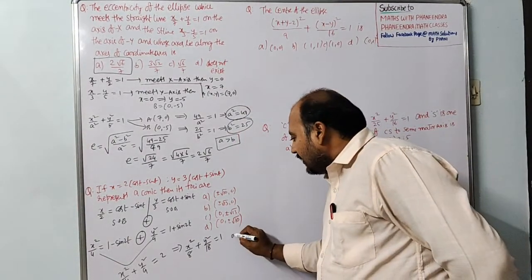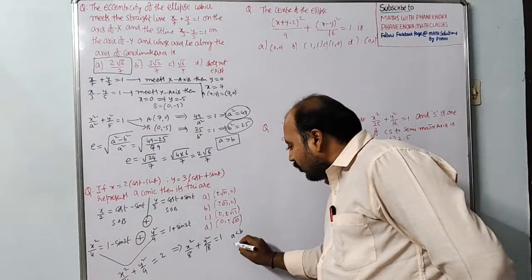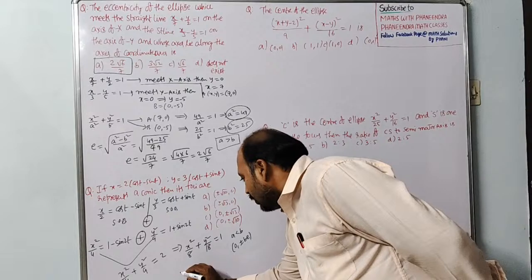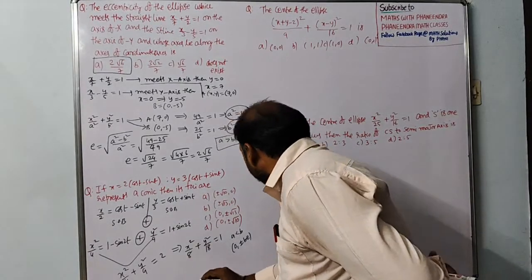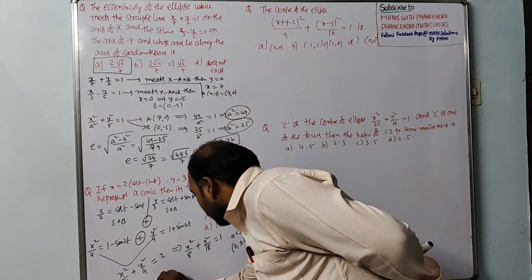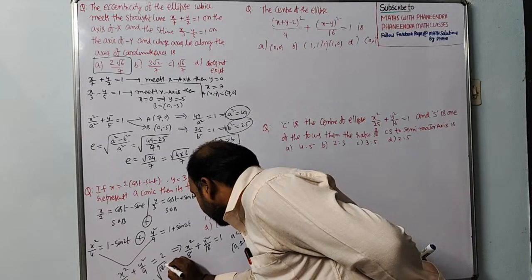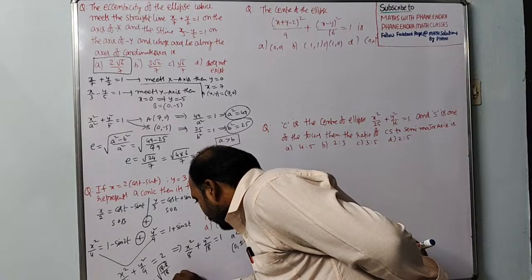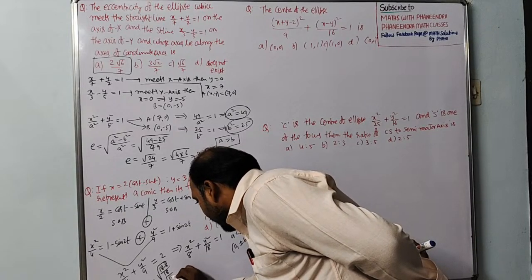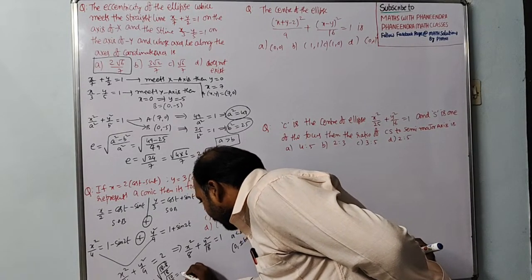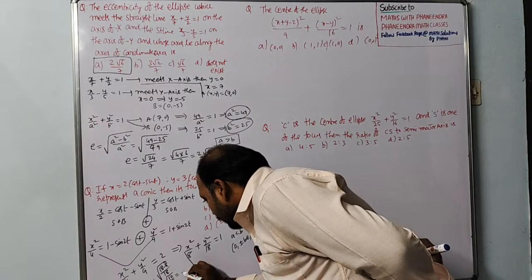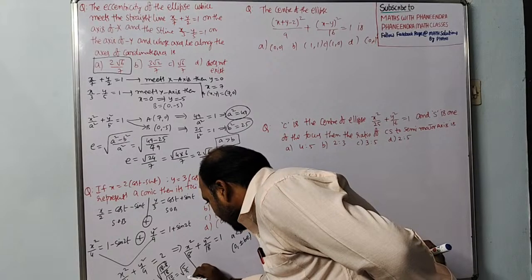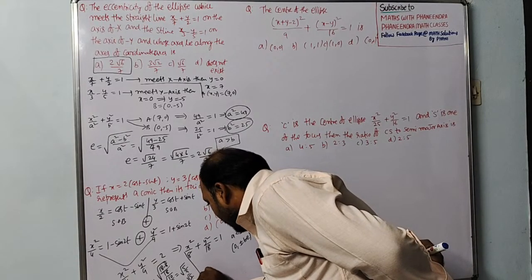So clearly a is less than b. Whenever a is less than b, foci coordinates are (0, plus or minus be) will come. So eccentricity we will calculate from here. e is equal to root of 18 minus 8 by 18. So root 10 divided by 18. That also, root of 5 by 9. 2 5s are 10, 2 9s are 18. Root 5 by 3 will come.